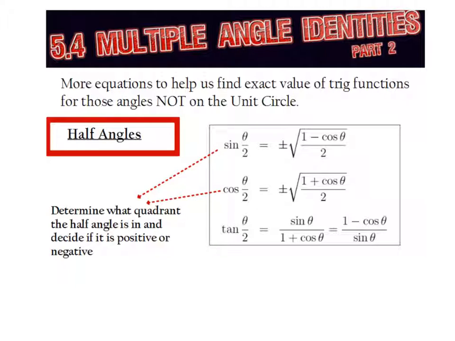Let's finally get started on the second part of 5.4 of the multiple angle identities. We did the double angles. Now what we're going to look at are half angles.